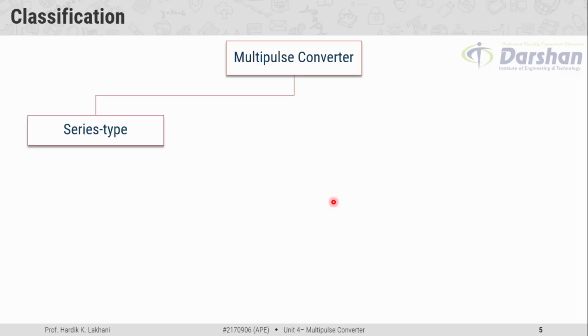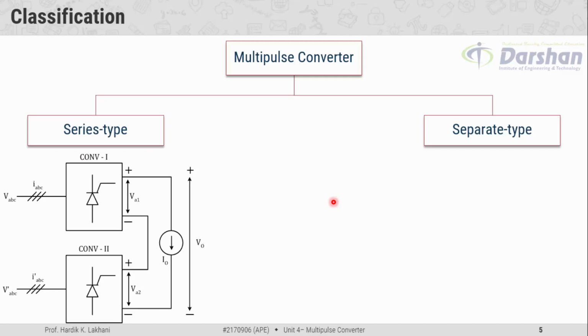Now let me classify the multipulse converter. Multipulse converters are basically classified into two ways. The first is the series type multipulse converter and the second is the separate type multipulse converter. Now let us understand the difference between the series type and separate type multipulse converter by using the line diagram. In the series type multipulse converter, you can see that converter 1 and converter 2 are connected in series on their DC side.